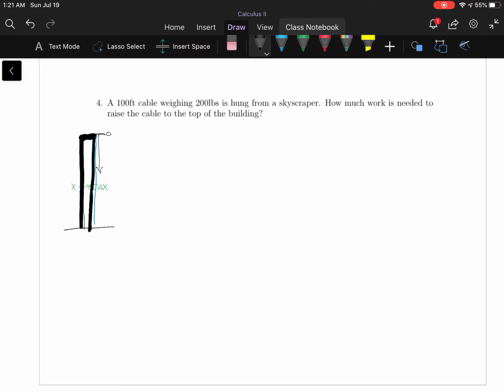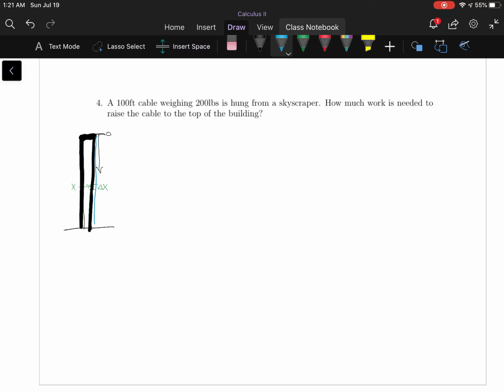those differences exist. So in number 4 here, we have a 100-foot cable weighing 200 pounds is hung from a skyscraper. How much work is needed to raise the cable to the top of the building? So in this case, I've got a quick sketch of a tall building here and a visual of the blue rope hanging from the top. I'm viewing the top as point 0 with the positive axis downwards.